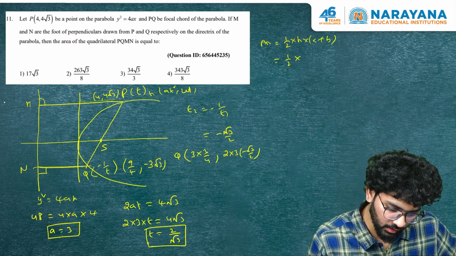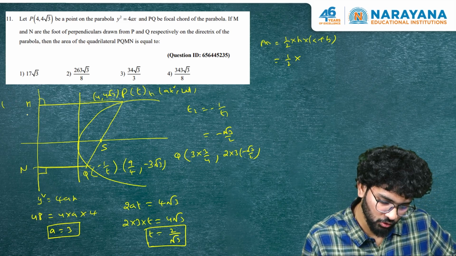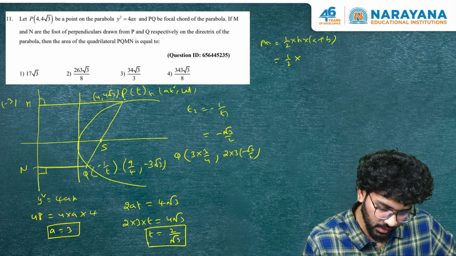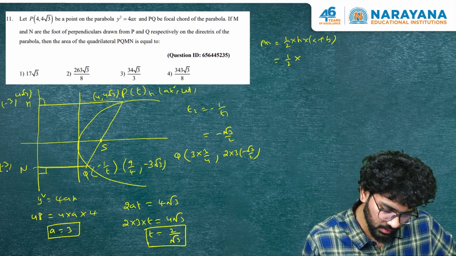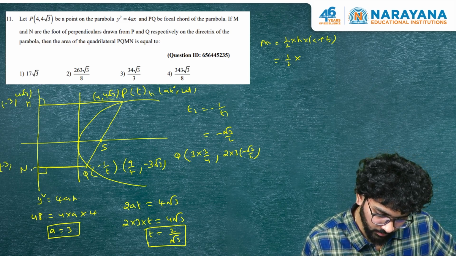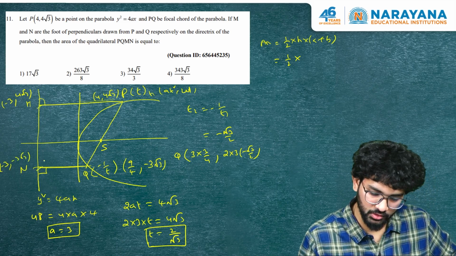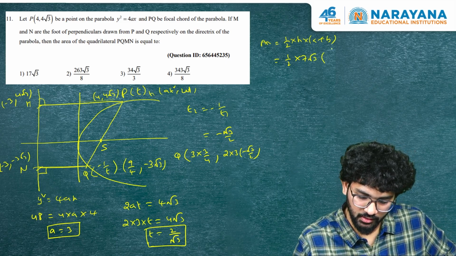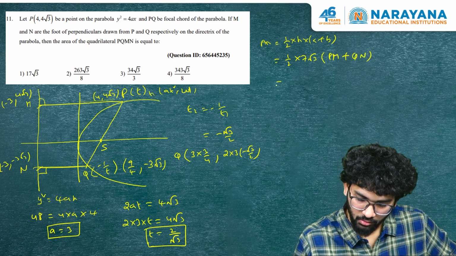Now directrix will be x equal to minus a. So M will be (minus 3, 4 root 3), as the y coordinate is the same, and N will be (minus 3, minus 3 root 3), as the y coordinate is the same. So the distance between these 2 points is 7 root 3. Now a plus b is nothing but PM plus QN.